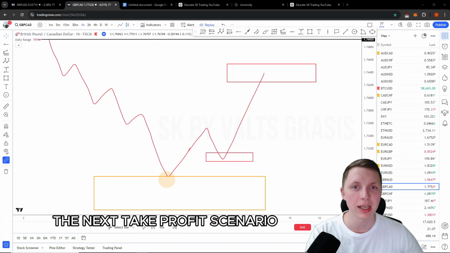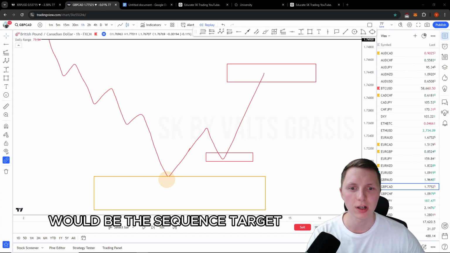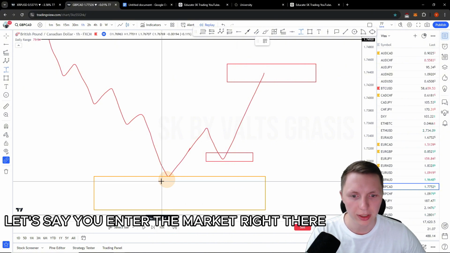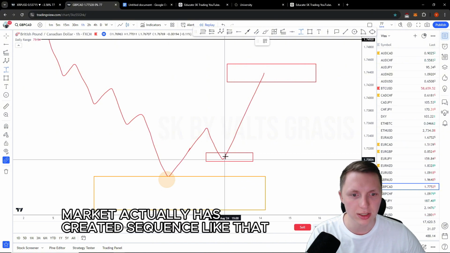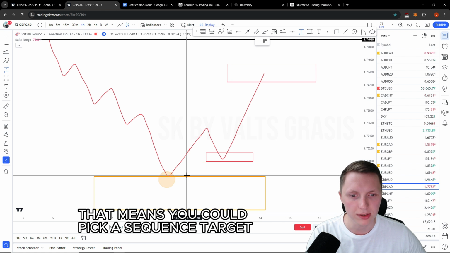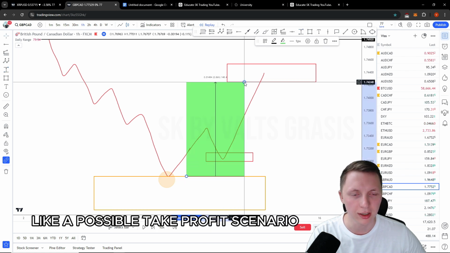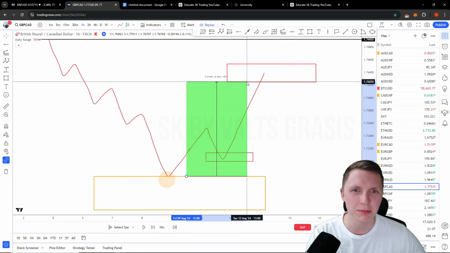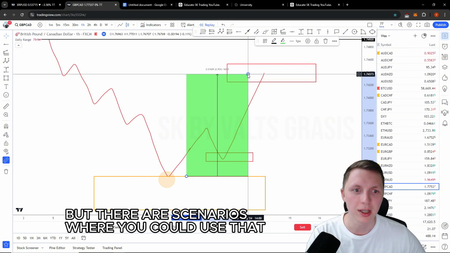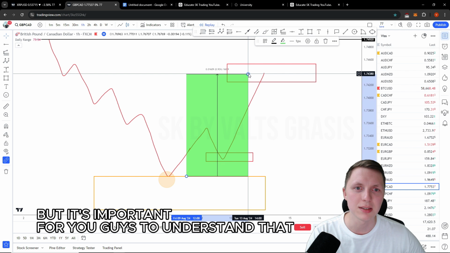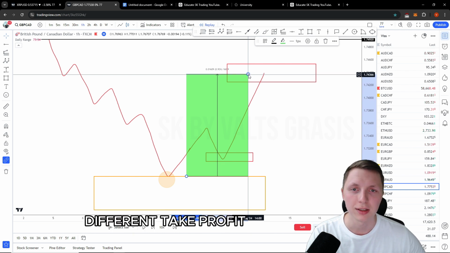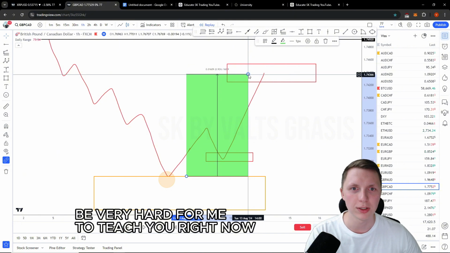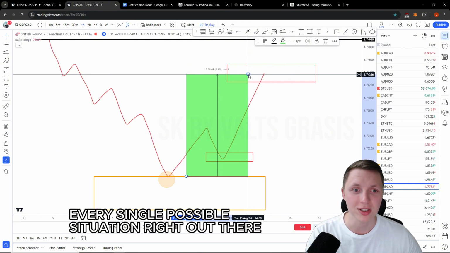The next take profit scenario would be the sequence target. The sequence target is pretty straightforward. Let's say you enter the market right there, and with time the market has created a sequence like that. That means you could pick a sequence target as a possible take profit scenario. Keep in mind that most likely that's going to be a target that's further away, but there are scenarios where you could use that. It's important for you to understand that different take profit scenarios are used in different situations. It'd be very hard for me to teach you right now every single possible situation out there.